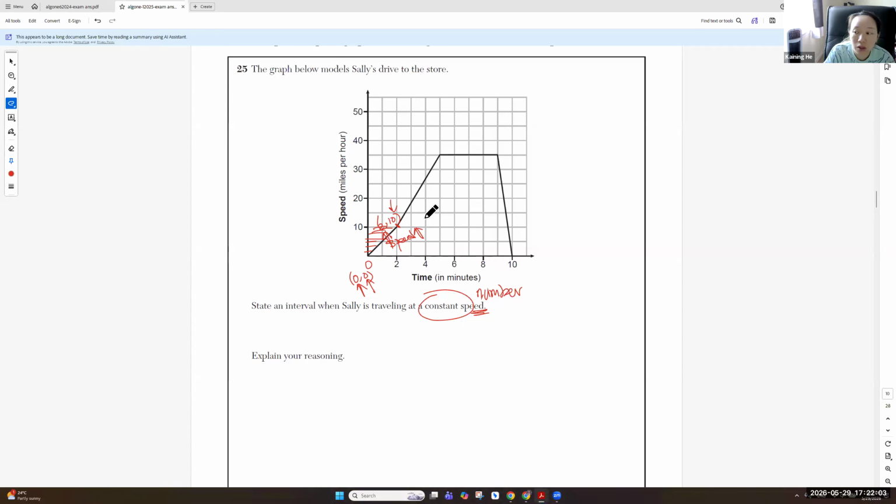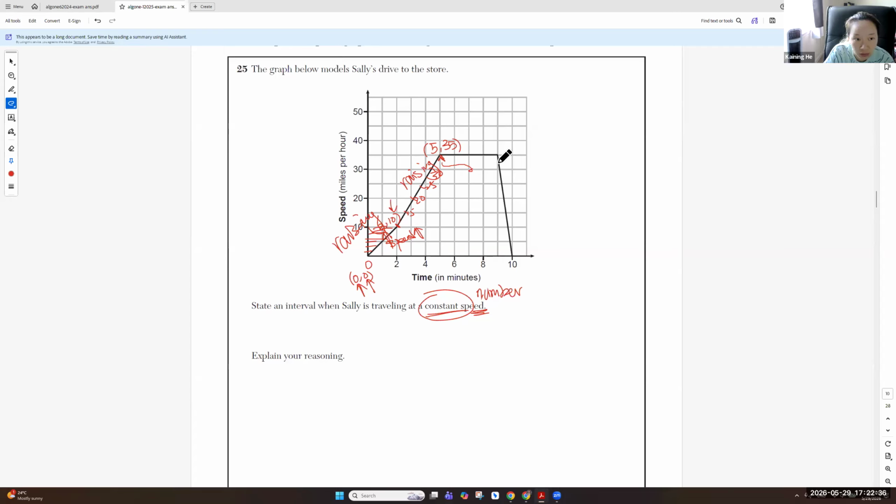This is still relatively slow, but the thing is my speed is not steady. I don't have a constant speed because I'm changing, I'm having a rising speed. Eventually, when I move to 5 minutes later, I get 35. Between 2 minutes all the way to 5 minutes, I go from 10 to 15 and then to 20, 25, 30, and 35. My speed is still rising. So when I'm reading this, I know that my speed is still changing, so this is not a constant speed.